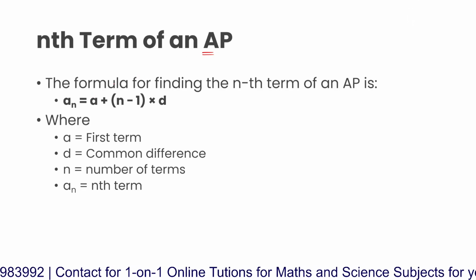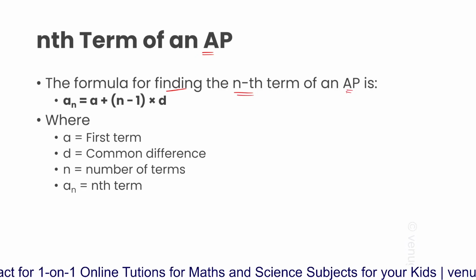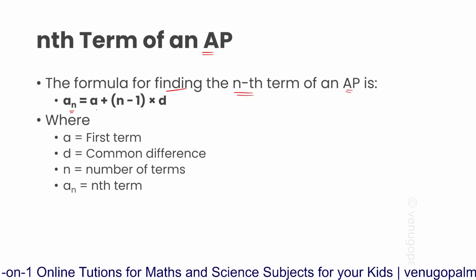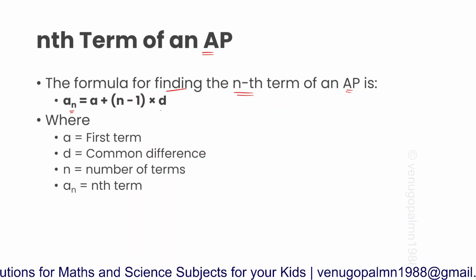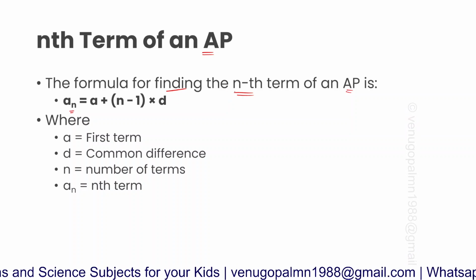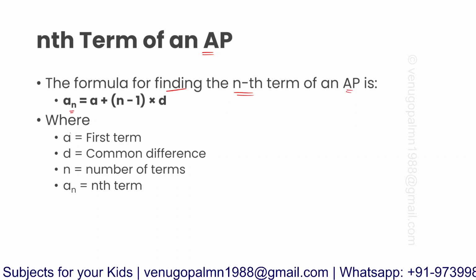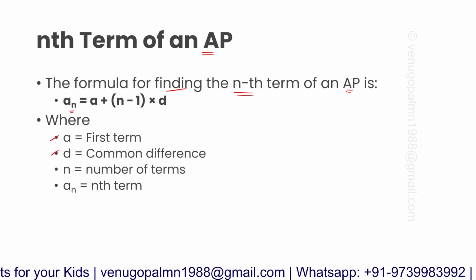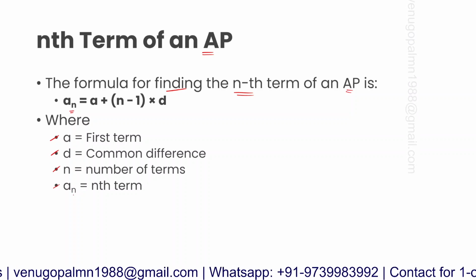We have a formula here. The formula for finding the nth term of an AP is A of n is equal to A, what is A? First term, plus n minus 1 into D. What is n? The nth term. If we are finding the third term, it would be 3 minus 1 into D, what is D? Common difference. Where A is the first term, D is the common difference, n is the number of terms, and A of n we denote as the nth term.